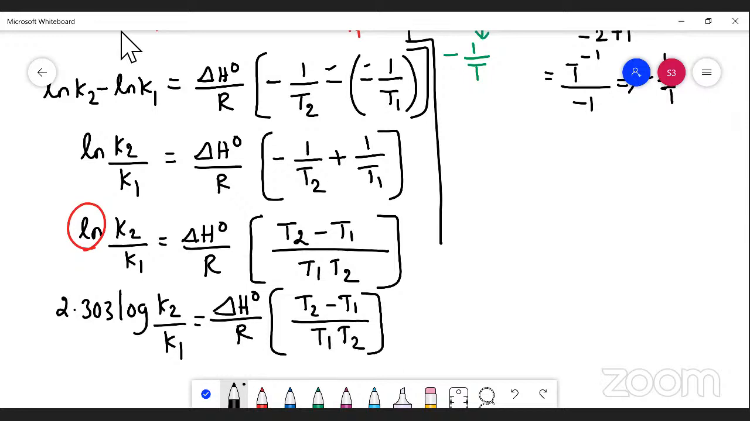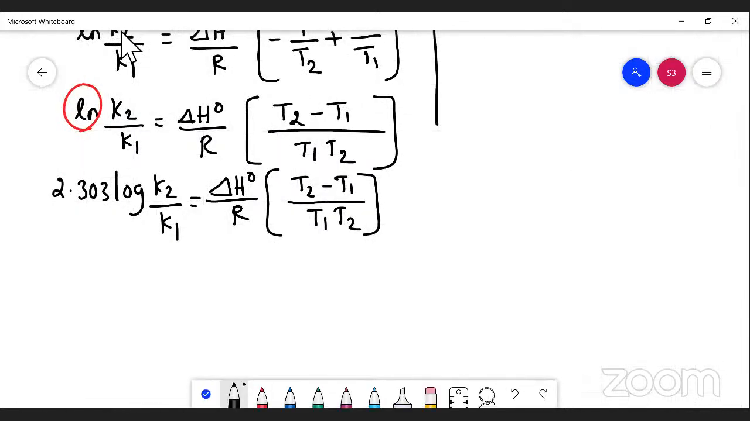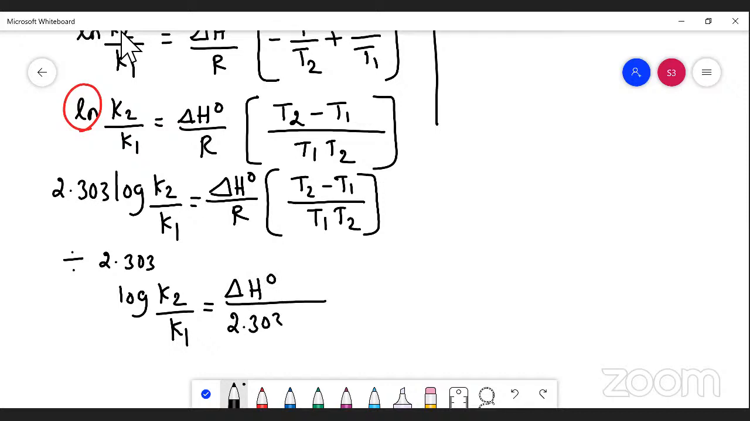This is the expression. And the same equation, if you divide it with 2.303, taking the 2.303 value to the other side, both are the same. So log K2 divided by K1 is nothing but del H naught, just dividing with the 2.303 value, so 2.303 into R, and the same temperature term T2 minus T1 divided by T1 and T2. This is the temperature difference.